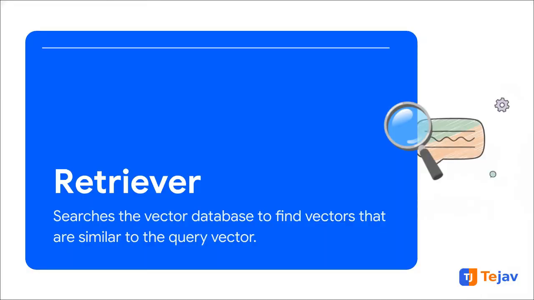Next up, we've got the retriever. This thing is our system's expert librarian. Its job is to take the vector from your question, go to the vector database, and find the document vectors that are mathematically the most similar. This right here, this is the search engine at the very heart of the whole operation.